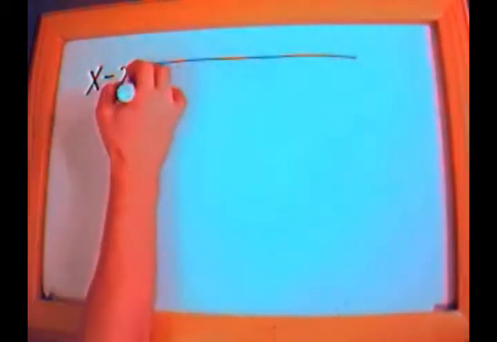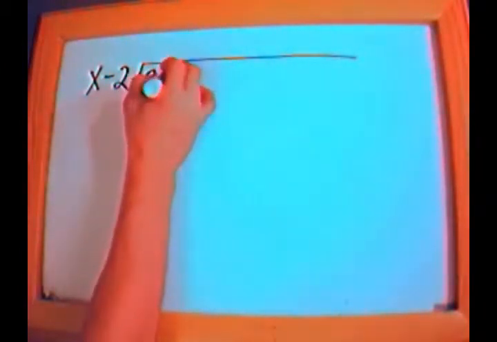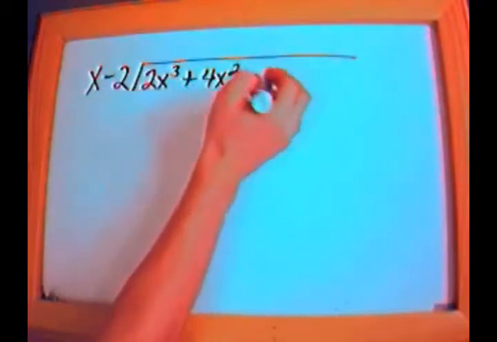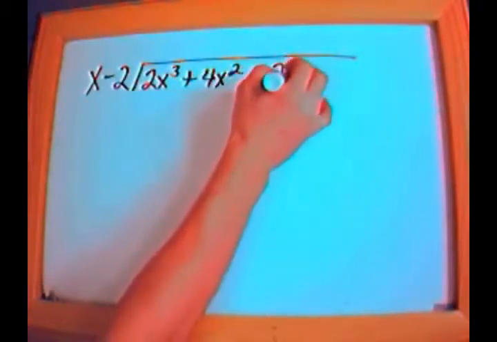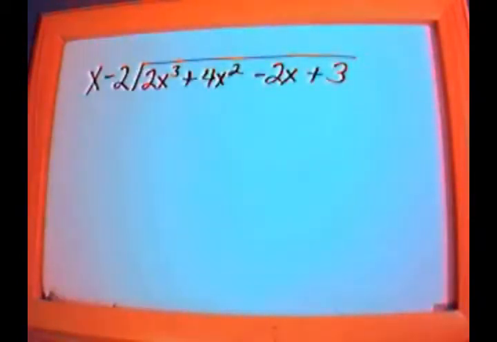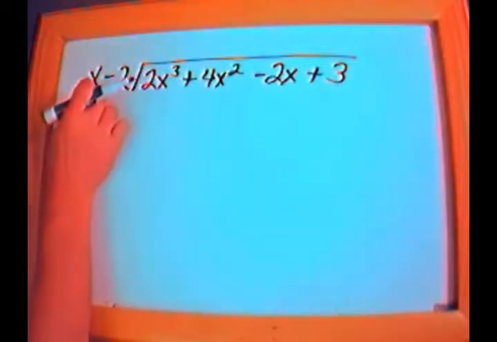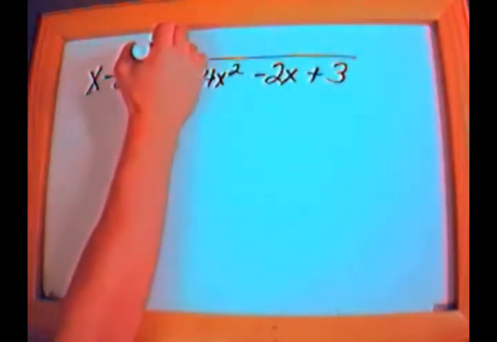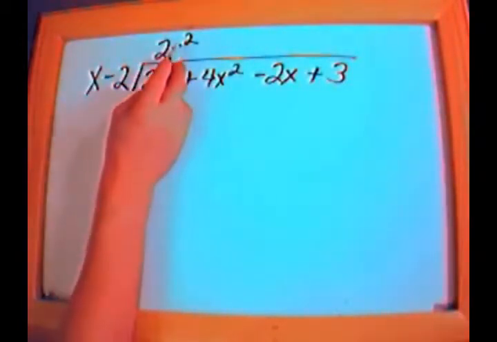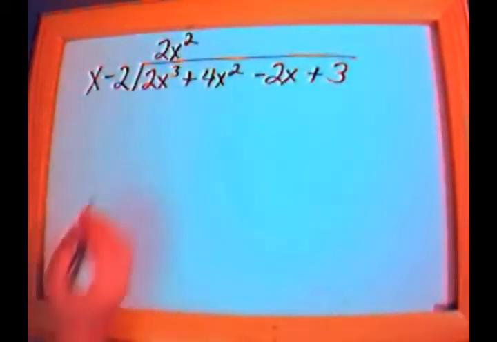Moving along, one more problem. And this one should have a remainder too. Let's see. x minus 2 goes into 2x cubed plus 4x squared minus 2x plus 3. Okay? So let's start off by saying x goes into 2x cubed. It's going to go 2x squared times. Why? Because 2 times 1 gives me 2, and x squared times x gives me x cubed.